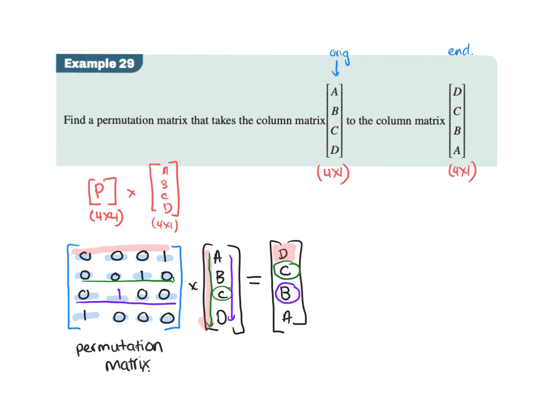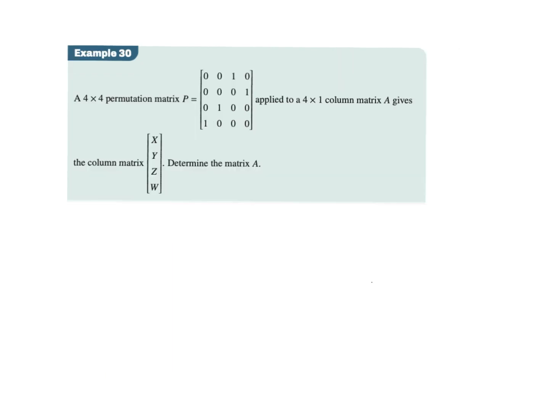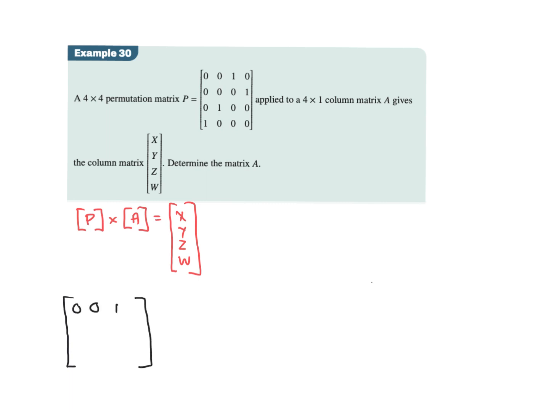Okay, so that could be the answer there. So we've got a permutation matrix and we're applying it to a 4x1 matrix A that gives the column matrix. So what they're saying, as someone pointed out to me, it was P times matrix A, the permutation, and we're going to get this X, Y, Z, W. All right, very good. So we've got the permutation matrix already, so I'll write that out just so you can see what's happening.